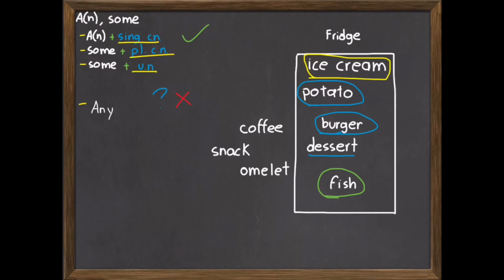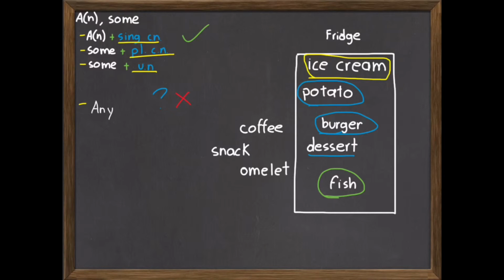There is a fish in the fridge. Or there is some fish in the fridge. You can actually use both when talking about fish, because fish is both a singular noun and a plural noun, and it's a countable noun.